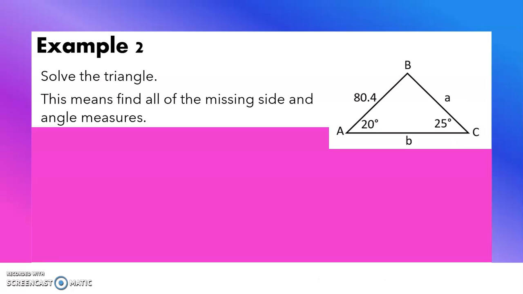In example 2, our directions are simply solve the triangle, and they've given us this triangle over here. What they mean by solve the triangle is to find all of the missing side and angle measures. So just like we did last time, you're going to find the missing angle here, and then use the law of sines to solve for both of the missing side lengths. So pause the video, try and do that, and then press play to check all of your answers.